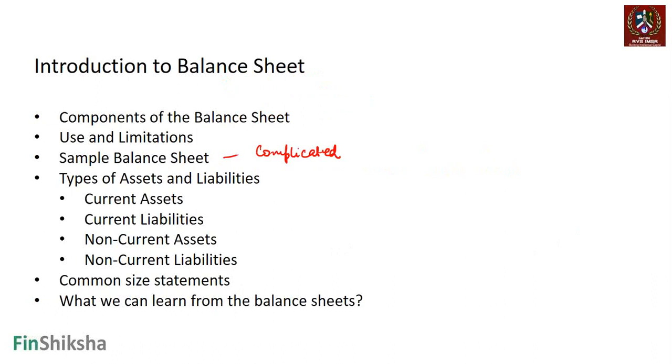Then in terms of the assets and liabilities, we're going to look at the various types of assets and liabilities that are there, which is current assets, current liabilities, non-current assets, non-current liabilities, common size statements while we make the balance sheets to make them comparable across years and across different entities. And what we can learn from the balance sheets is what we will try and gather, right? So what do balance sheets tell us? What is the information that is available to us? And why is it important to ensure that we understand balance sheets of the company well before going ahead, right?